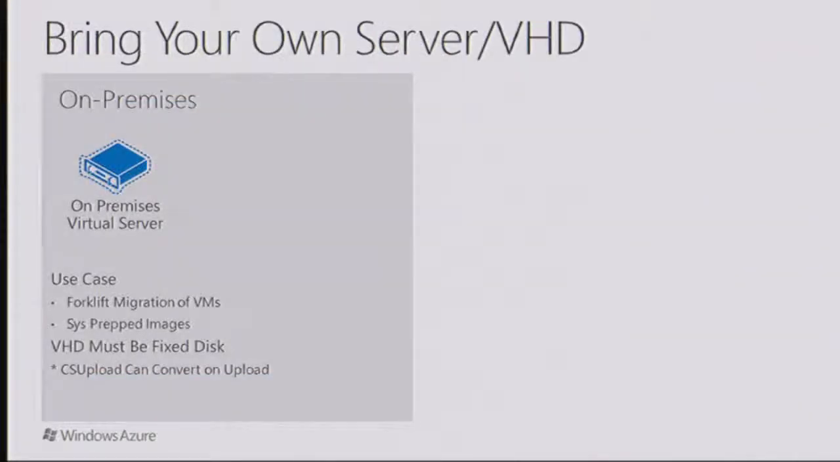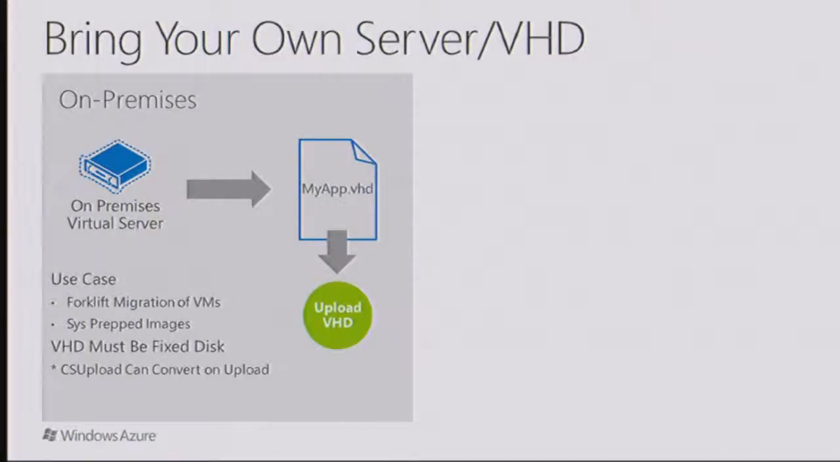Okay, so you can either bring your own server and your own VHD. So what you basically do is you copy the VHD across. This is an example where we've got an on-premises virtual server, we've got a file called myapp.vhd, and we upload the VHD. One of the features of VHDs that are running in the Windows Azure cloud is that they must be fixed disks. Now the tool you use to do this is a command line tool. It's called CS Upload, and that can do that conversion from a dynamic disk to a fixed disk for you during the upload process.